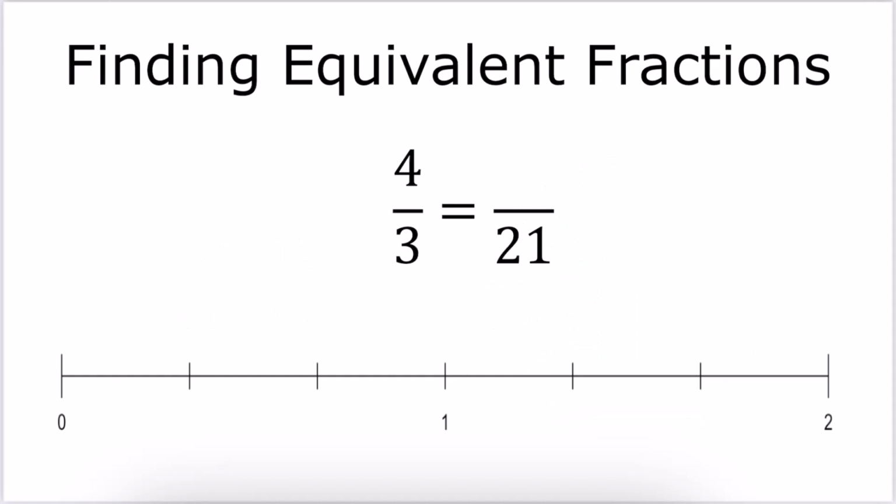So if we have the fraction 4/3 and we want to find an equivalent fraction that has a denominator of 21, the first thing to do is to show where 4/3 is on the number line. So we can go 1, 2, 3, 4/3 away from 0. So this point right here is equivalent to 4/3. And if I want to make it so the fraction has a denominator of 21, well, that basically means that I need to cut the space between 0 and 1 up into 21 pieces.